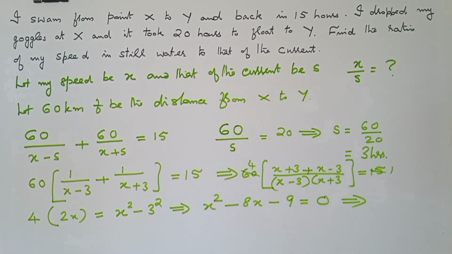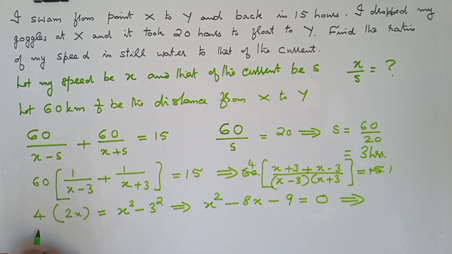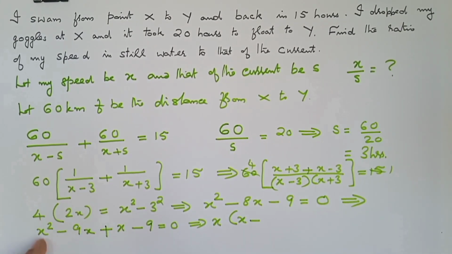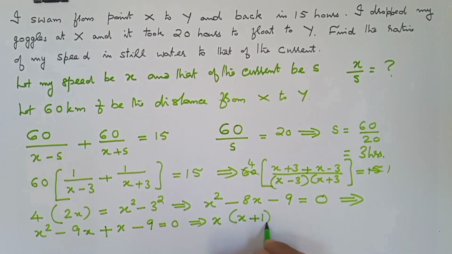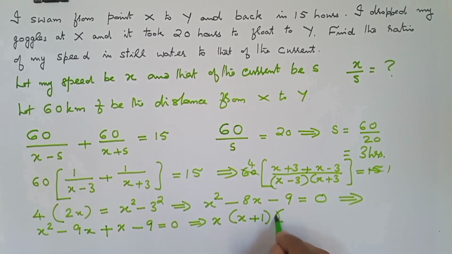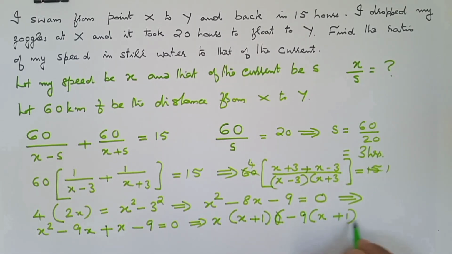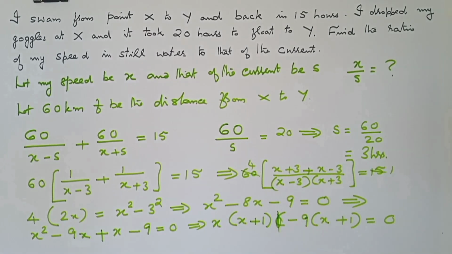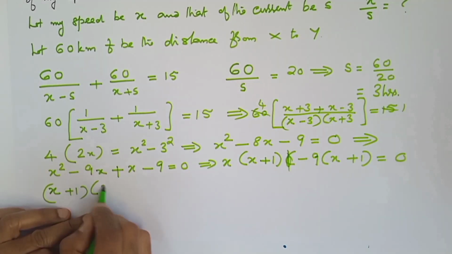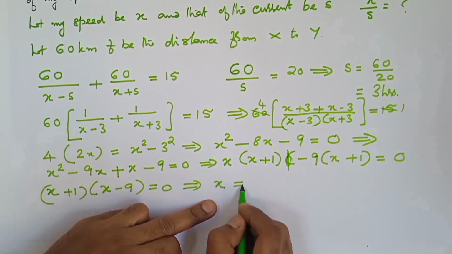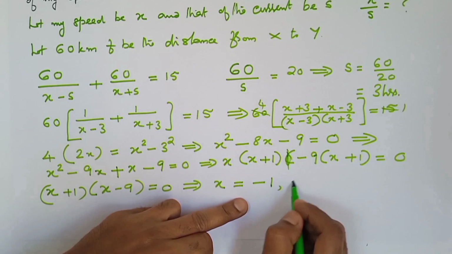It's a quadratic equation. You can easily solve it. Let's factorize. 9 make minus 8X. So combining X square plus X, you will have plus 1. Then combining these two, take minus 9 outside, so that inside you get X plus 1. X into X plus 1 minus 9 into X plus 1. X plus 1 common, X minus 9 equal to 0. This implies X is equal to minus 1 or 9.